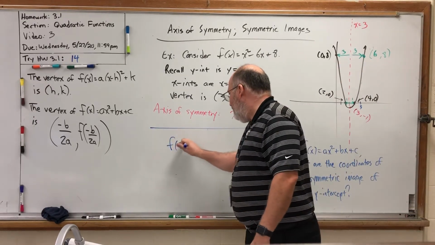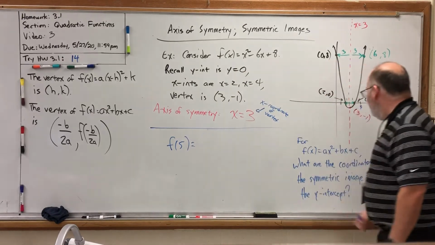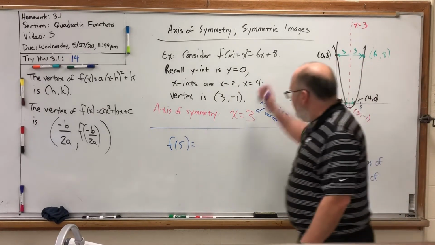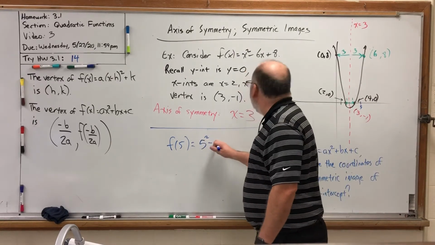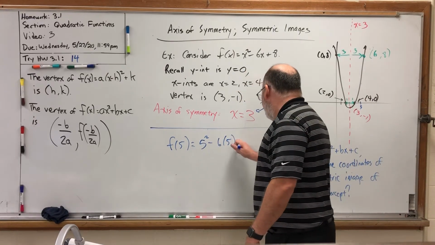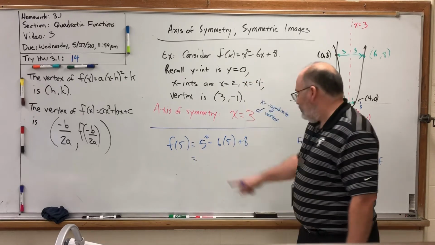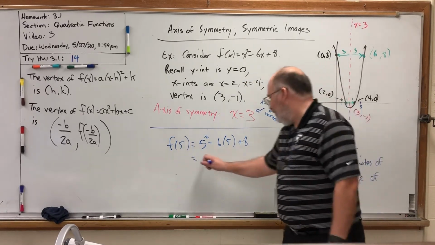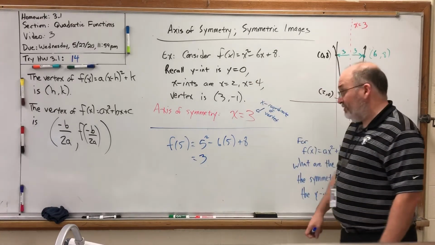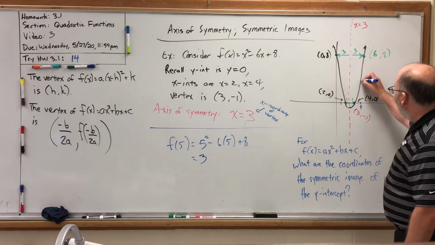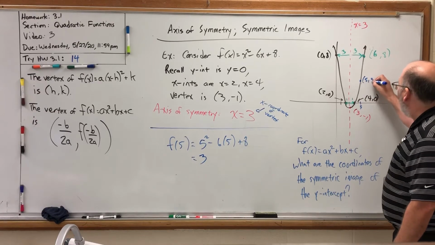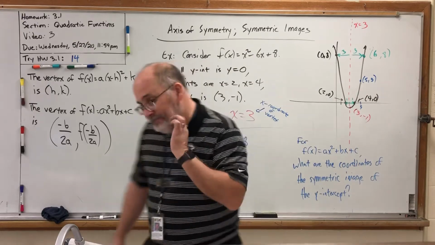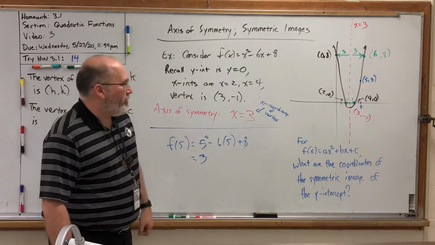In order to find the symmetric image of the point at x equals 5, I've got to figure out its y-coordinate, but that's just sticking in 5. So 5 squared minus 6 times 5 plus 8. This is 25 minus 30. That's negative 5. Negative 5 plus 8 is 3. So the point 5 comma 3 happens to be on this particular parabola. Do you know where its symmetric image is?